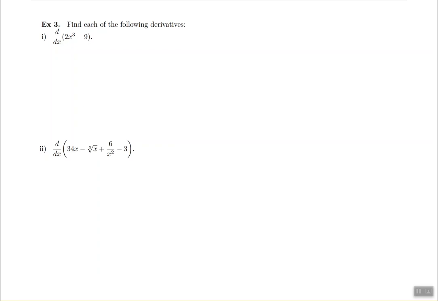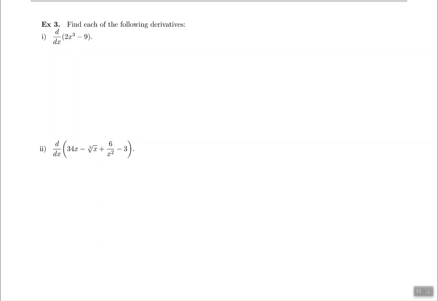Let's take a look at example 3 now, where we find the derivatives. And in this problem, we're going to use the 4 rules that we learned all together. So we're going to use the sum and difference rules together with the constant rule, the constant multiple rule, and the power rule. So everything is going to be merged together. So we start with the first one.